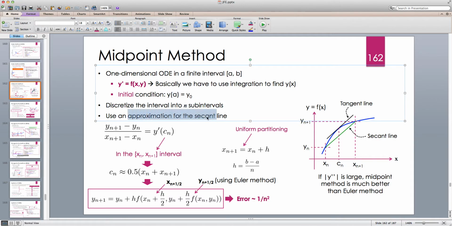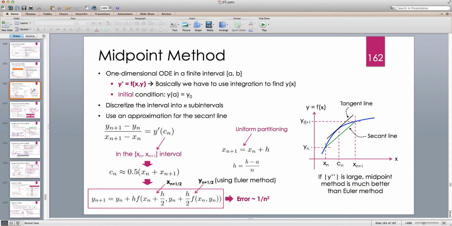And in each subinterval, I try to find y of x plus h, for example, the next point, and then I progress until I get to y of b, which is y of xn. So now I have a sequence that converges to y of b. Now for the midpoint method, what we say here is that we approximate y prime with the secant line. In each subinterval, we approximate y prime with the secant line that connects xn to xn plus 1, right?